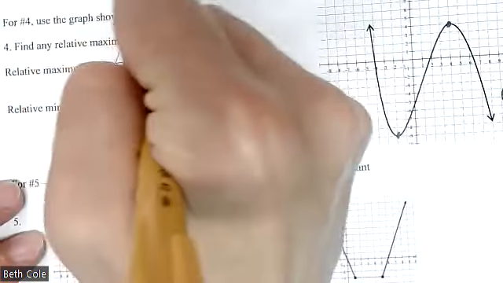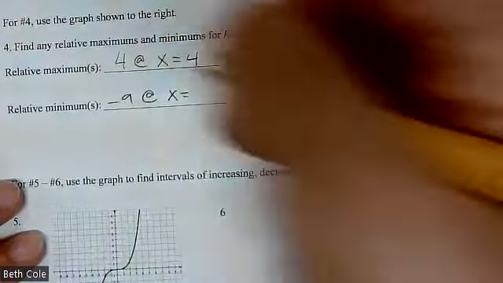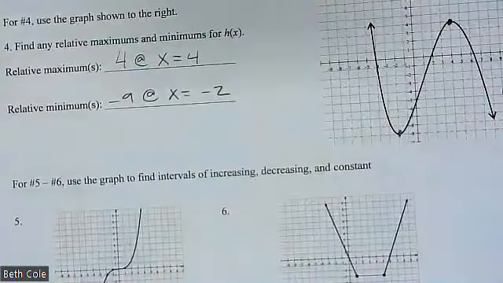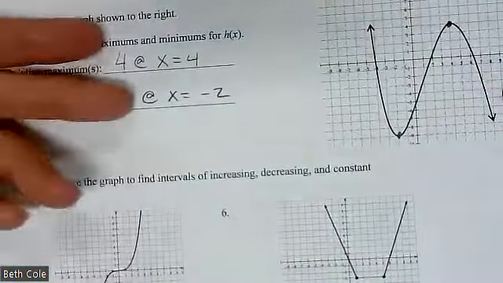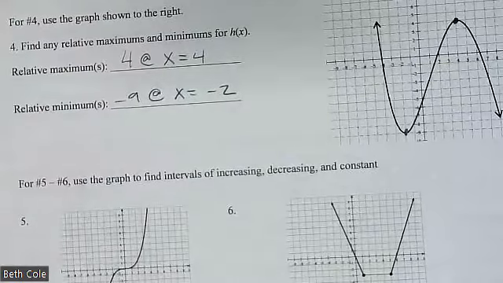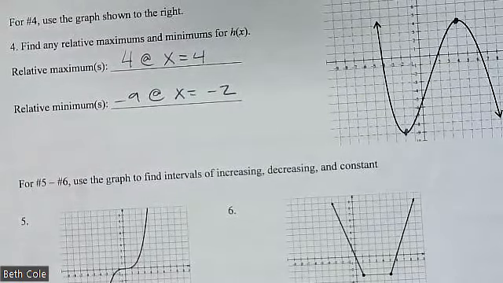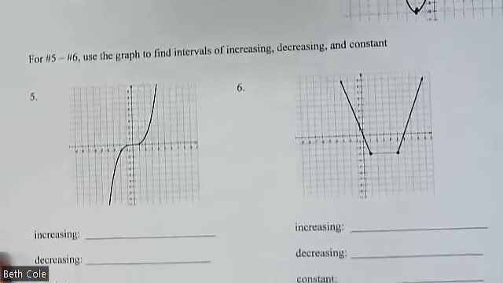Yep. Good. Negative 9 at x equals, what was it? Negative 2. The only way people mess those up is they'll accidentally write them on the wrong lines. So just be careful. All right, and here we're going to do increasing, decreasing, constant.